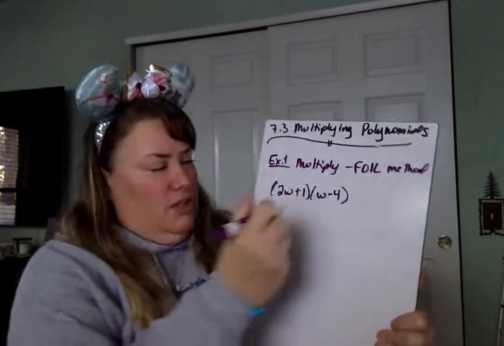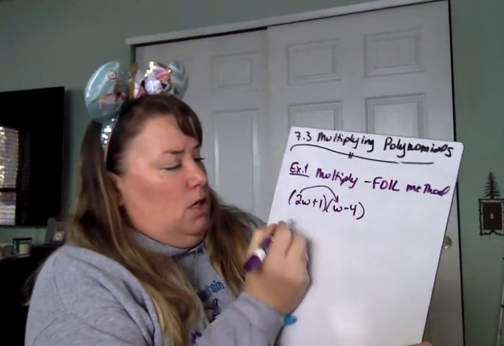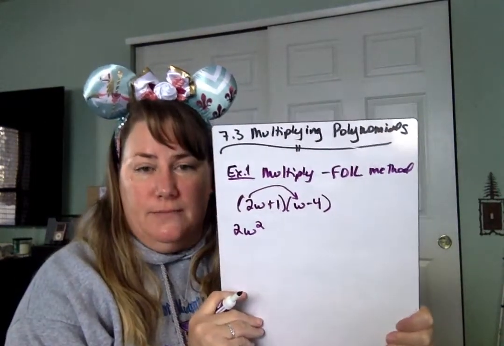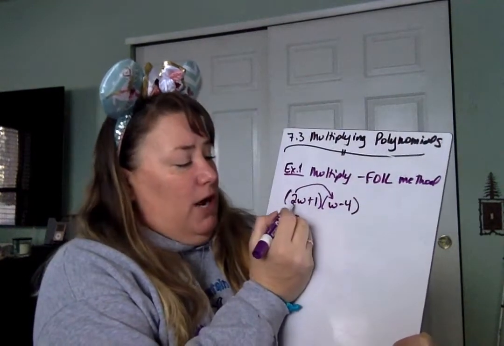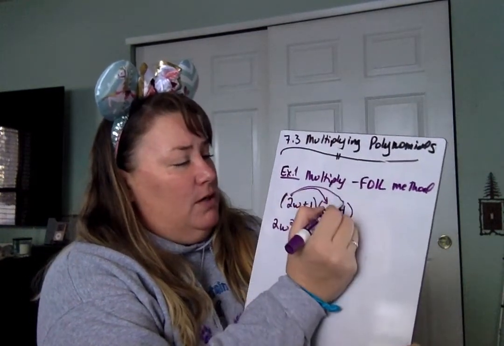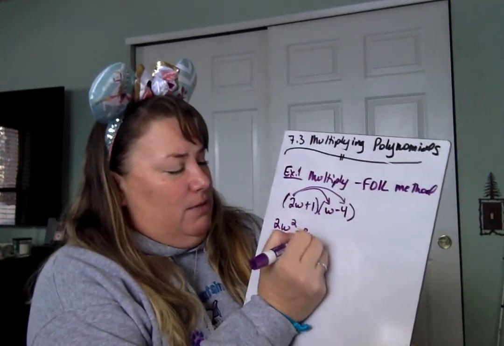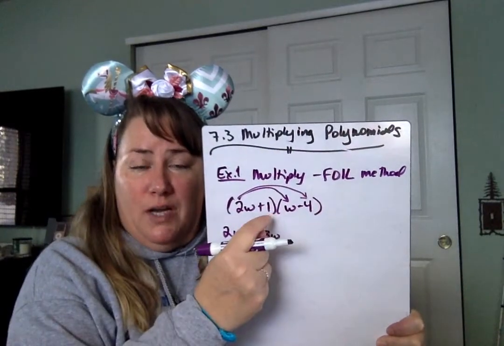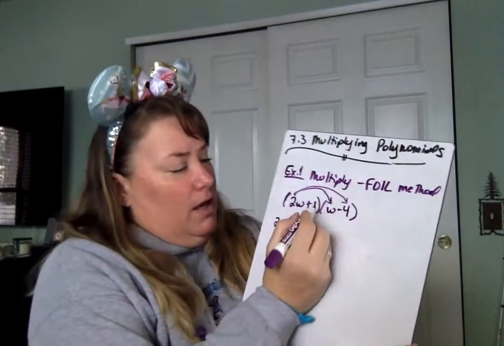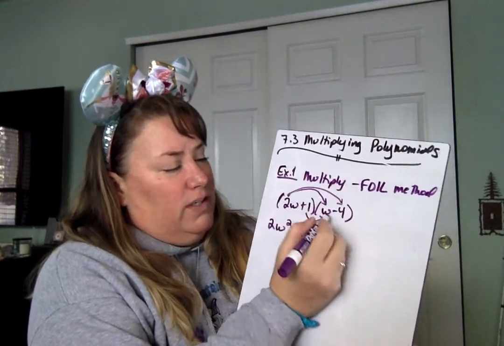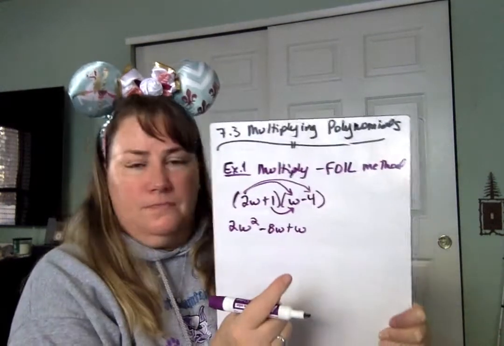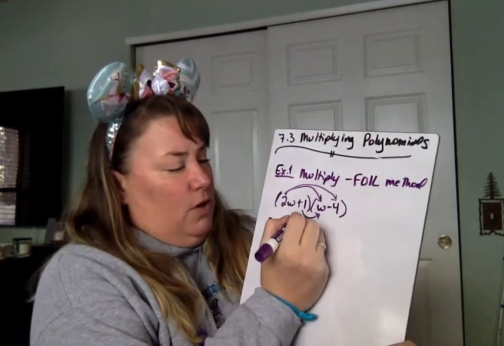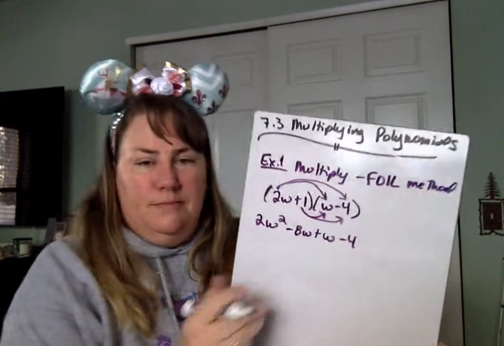Okay, here we go. First is 2w times w, which is going to be a 2w squared. So your exponent rules are going to really come in handy. And then your outer, so multiply 2w times a negative 4, which is a negative 8w. And now you're going to multiply your I and your L. So I stands for inner. 1 times w is a plus w. And then your last terms, 1 times a negative 4. Just a negative 4.